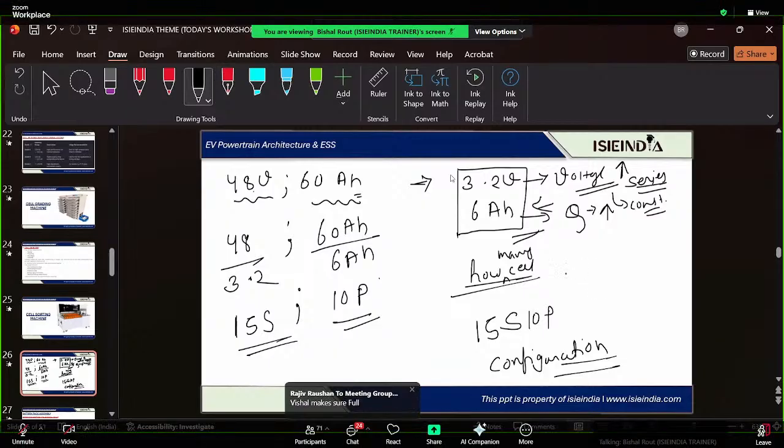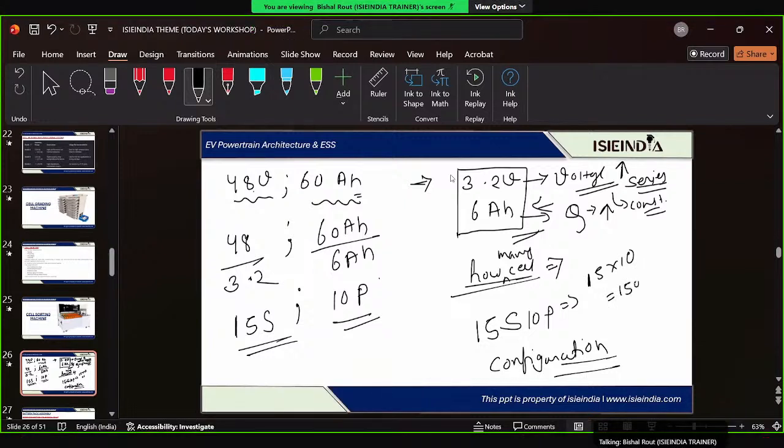Now the question comes, sir, how many cells do we want? If 15 cells are connected in series and 10 cells in parallel, how many cells do we want in total to give us the complete pack? We have to multiply 15 into 10: number of cells connected in series into number of cells connected in parallel. So totally you have to select 150 cells. That means if you have 500 cells, out of those 500 cells you have to select 150 cells.